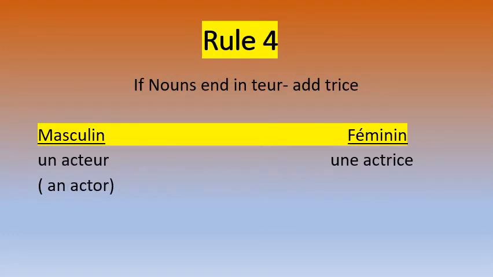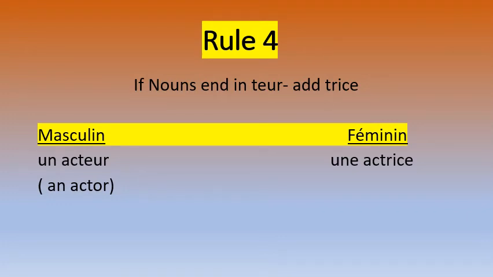Moving to rule number 4. If the masculine noun ends in TEUR, you will remove TEUR, and instead of that, you will be adding TRICE. Let us see the example. I have taken an example of an actor. So in masculine, it is un acteur with a TEUR at the back. Now I have to change it into the feminine, that is, I have to make it an actress. So it will be une actrice.